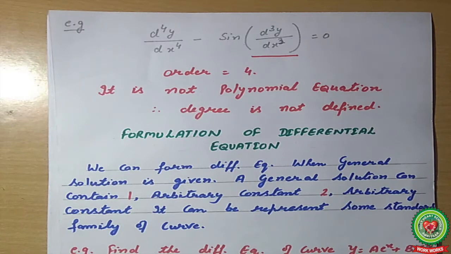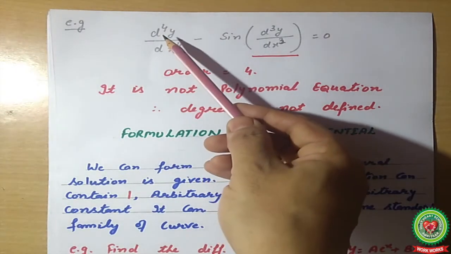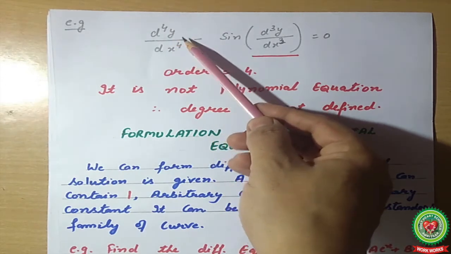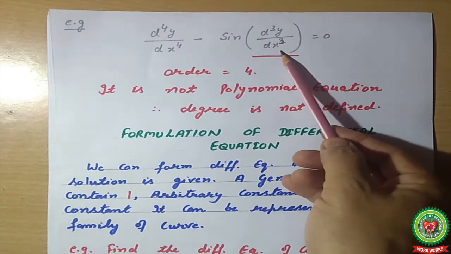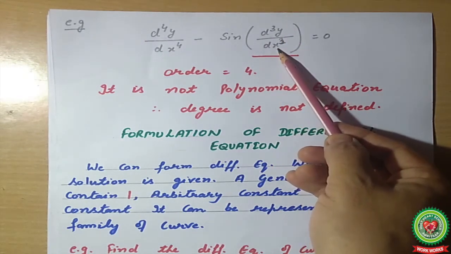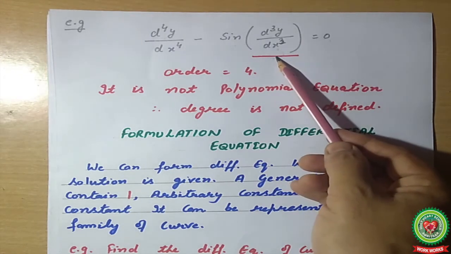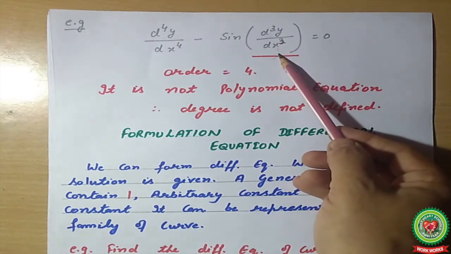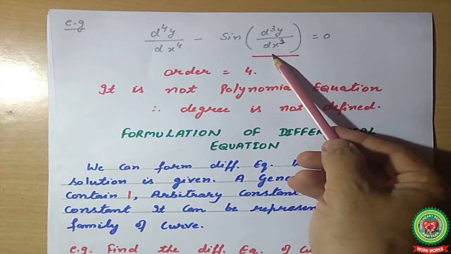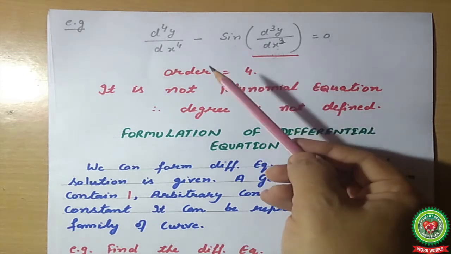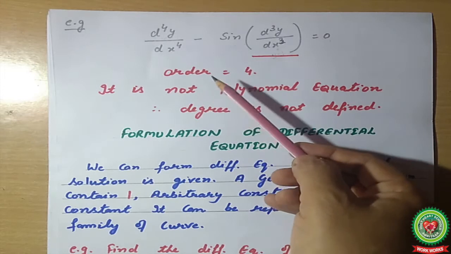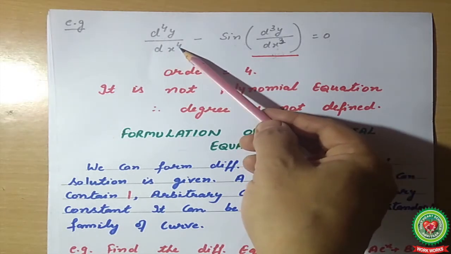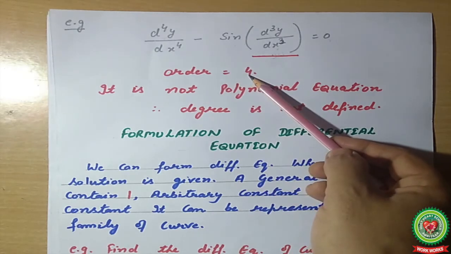Now I am taking one more example, in which the fourth derivative d fourth y upon dx fourth minus sine of d cube y upon dx cube is equal to 0. This is not possible as a polynomial. That's why it is not a polynomial equation. So we can't find out the degree here. But the order we can find out. So we will find the highest order of differentiation there. The highest differentiation is 4. That's why the order is equal to 4.